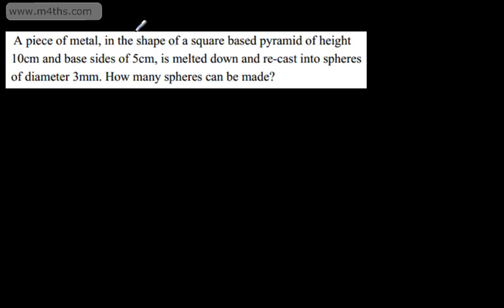A piece of metal in the shape of a square base pyramid of height 10 centimeters and base sides of 5 centimeters is melted down and recast into spheres of diameter 3 millimeters. How many spheres can be made? So this now is a multi-step question, and we need to know the volume of a sphere and the volume of a pyramid. So if we look at a sphere, the volume of a sphere is going to be 4/3.